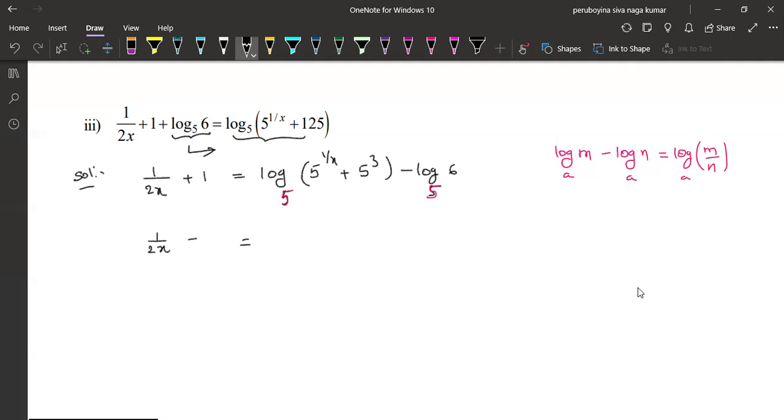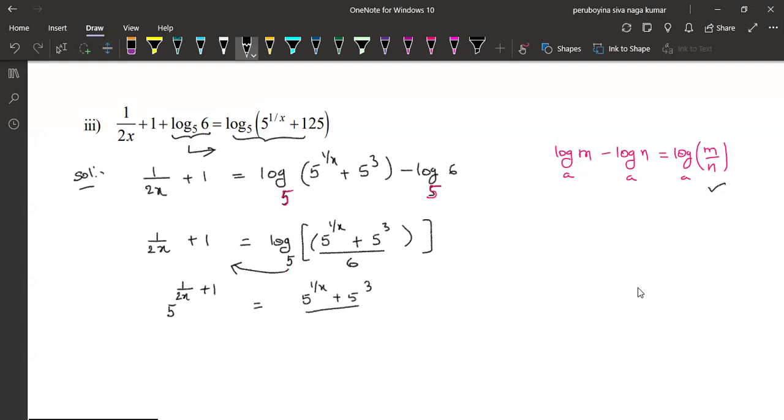So 1 by 2x plus 1, log base 5 of 5 power 1 by x plus 5 power 3, completely divided by 6, according to this property, log of m by n. Now you can also move this 5 to the left side to remove this logarithm. So now it is 5 power 1 by 2x plus 1 is equal to 5 power 1 by x plus 5 power 3 whole divided by 6. Got it?